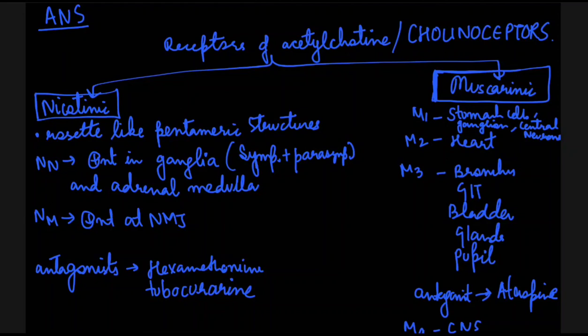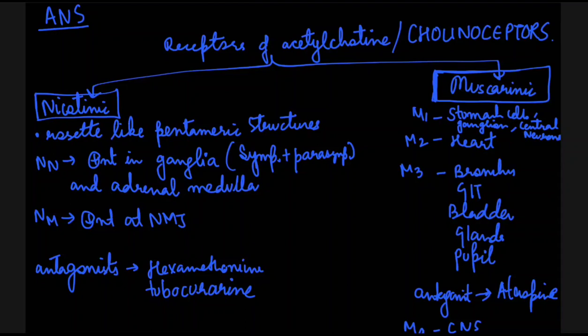Nerve to nerve is present in ganglia, meaning sympathetic plus parasympathetic. So it is present in both ganglia, sympathetic or parasympathetic, and in the adrenal medulla. So NN are present in ganglia and adrenal medulla. Second is NM, nerve to muscle. It is present at the NMJ, neuromuscular junction.